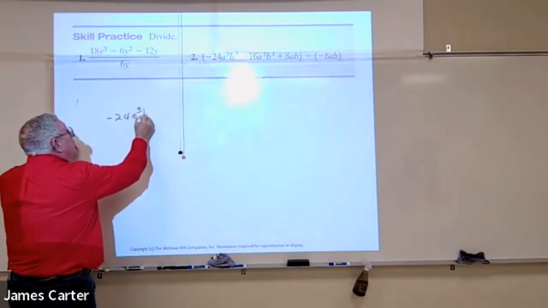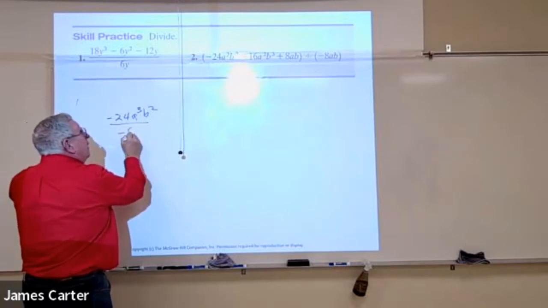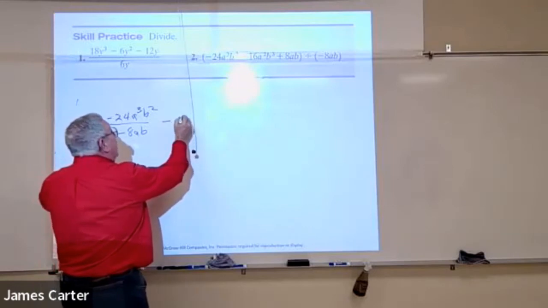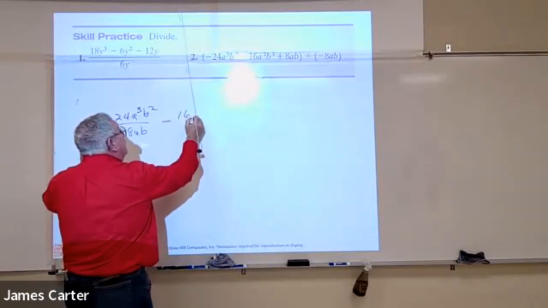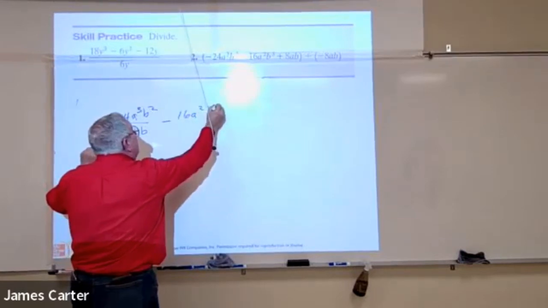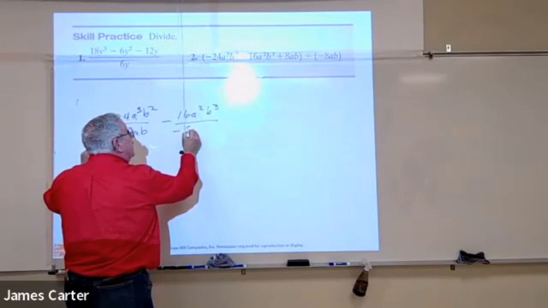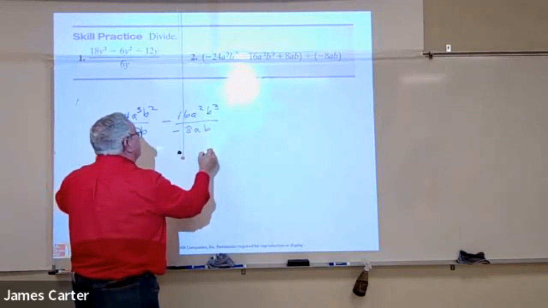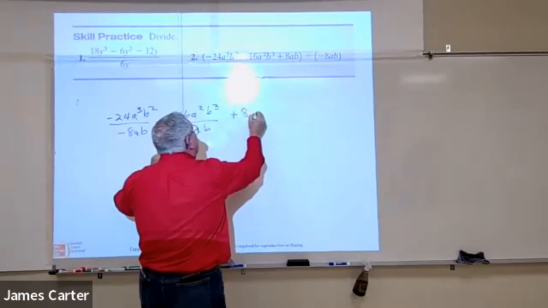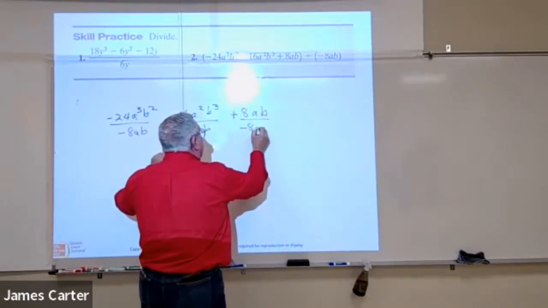-24a cubed b squared over -8ab. You see what I'm doing? Minus 16a squared b cubed over minus 8ab plus 8ab over -8ab.